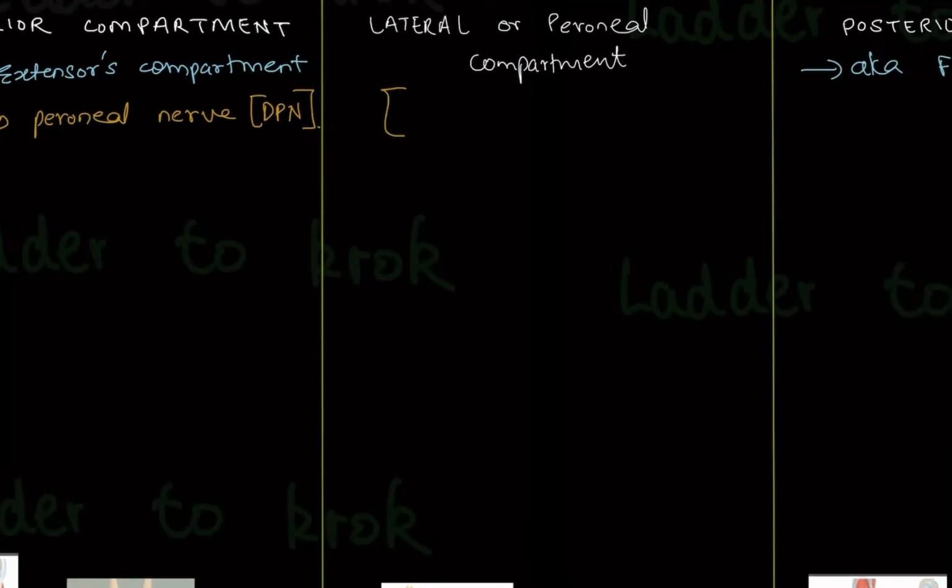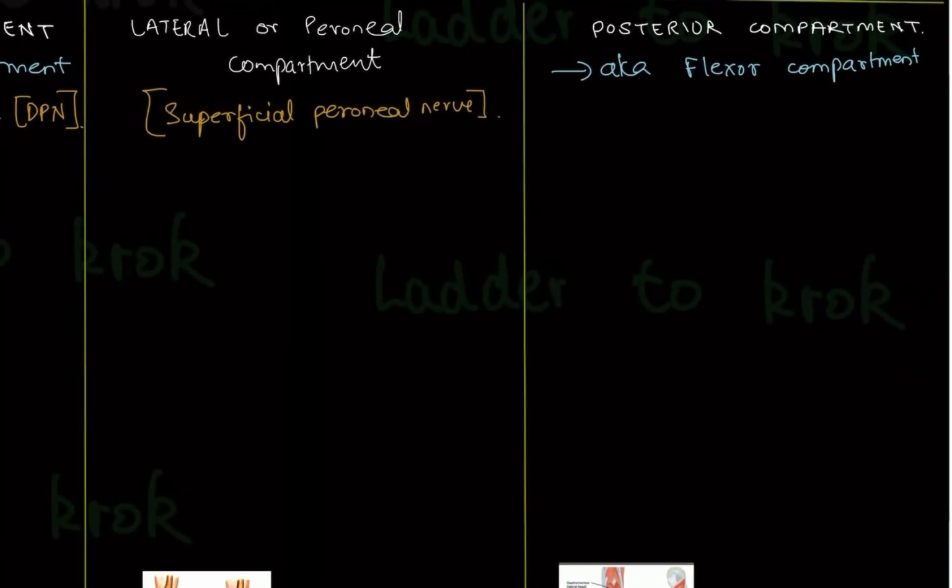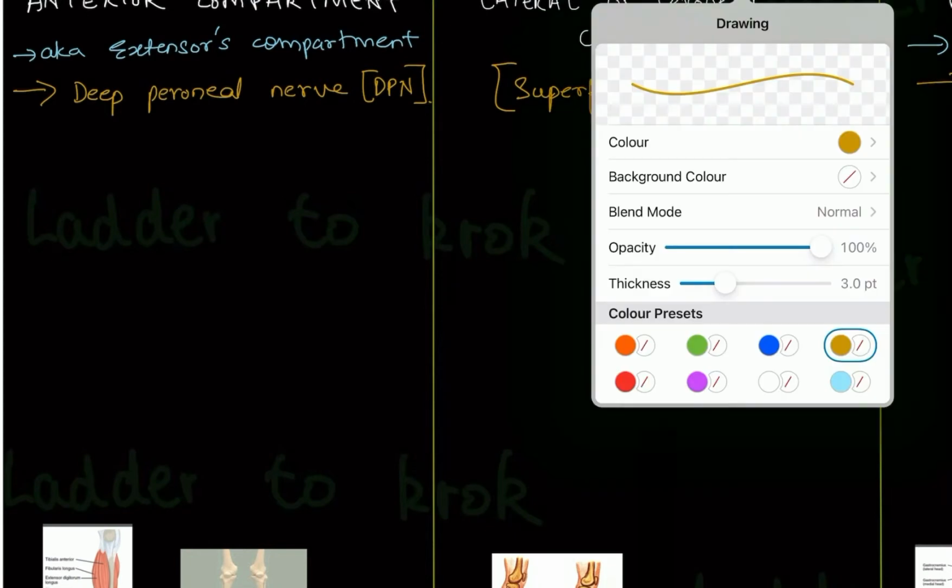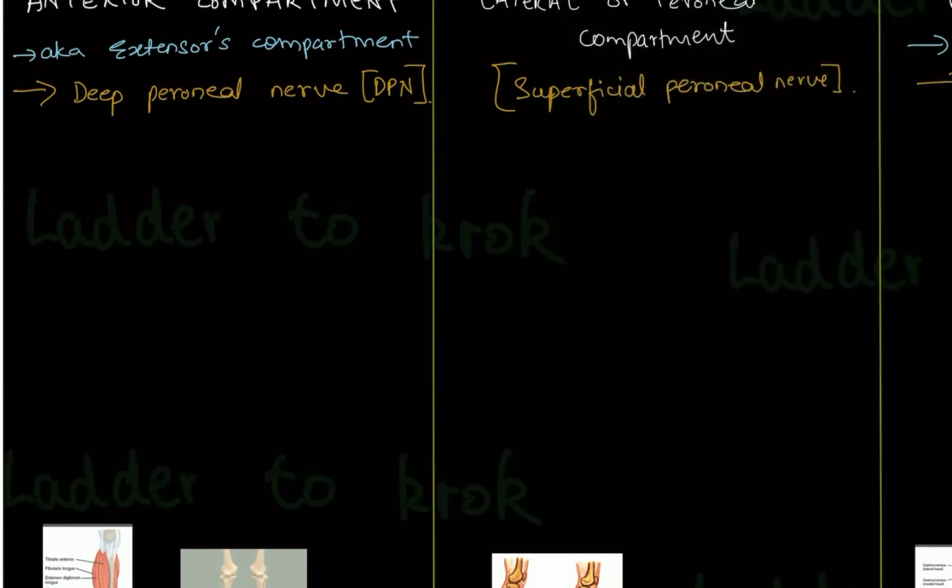The lateral compartment, the peroneal compartment, is supplied by the superficial peroneal nerve. By which? The superficial peroneal nerve. Okay. And this posterior compartment we already know was supplied by the tibial nerve. Okay. This was also done in the sciatic nerve video. So let's know about the muscles present in the anterior compartment.